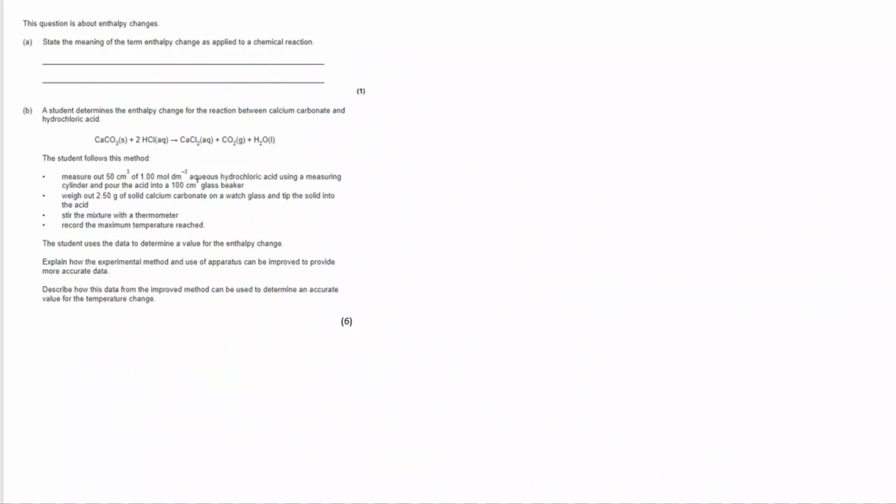and then we have parts C and D. So let's go through and review the answers. Question is about enthalpy changes. What is the meaning of the term enthalpy change as applied to a chemical reaction?